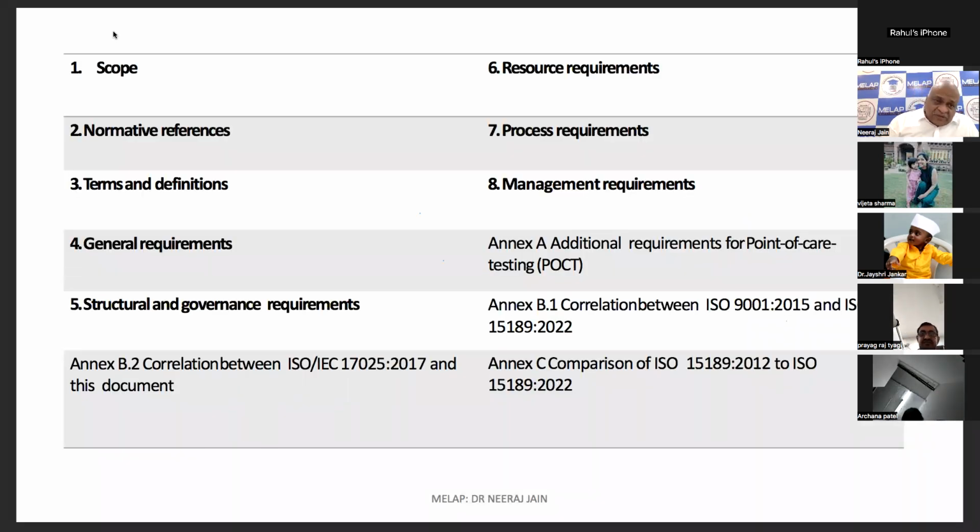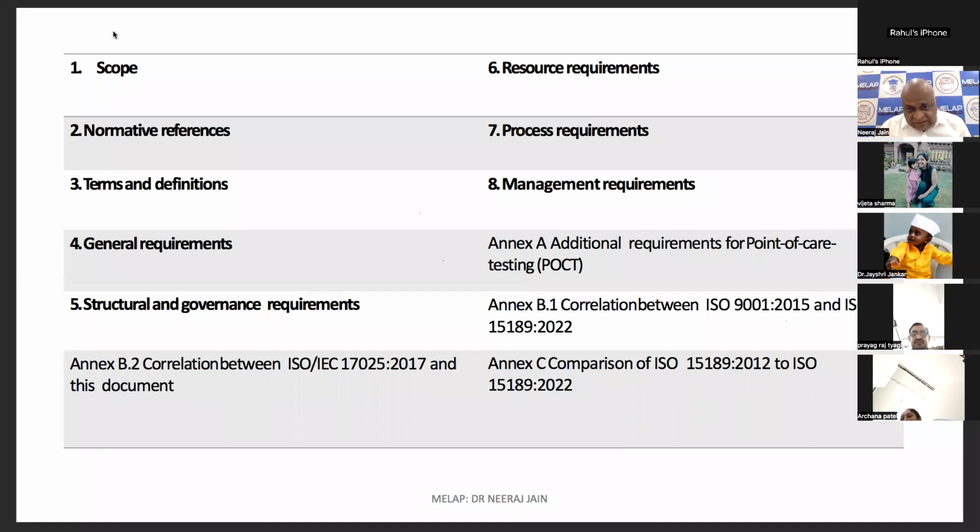Previously, there were 5 clauses. Now there are 8 clauses. First, 1, 2, 3 are the same: scope, normative references, terms and definitions. Then what you need to implement in your laboratory, you have 5 clauses. Previously, these were management and technical. Now they have structured them in accordance with 9001 and 17025: general requirements, structural and governance requirements, resource requirements, process requirements, and management system requirements.